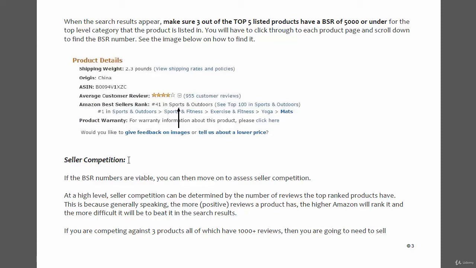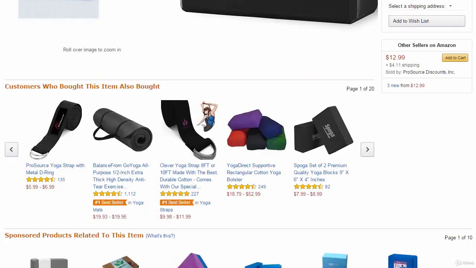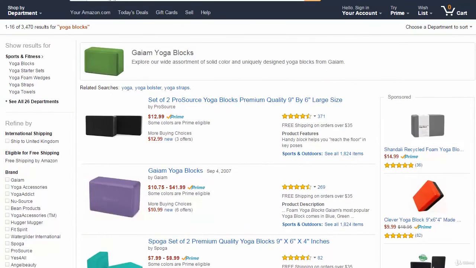So again, that wouldn't be a good opportunity to move forward with, because there's going to be too much competition. You basically want to make sure that the top 3 products that appear in the results have more than 30 reviews but less than 500 reviews. And again, you type in your main product keyword.